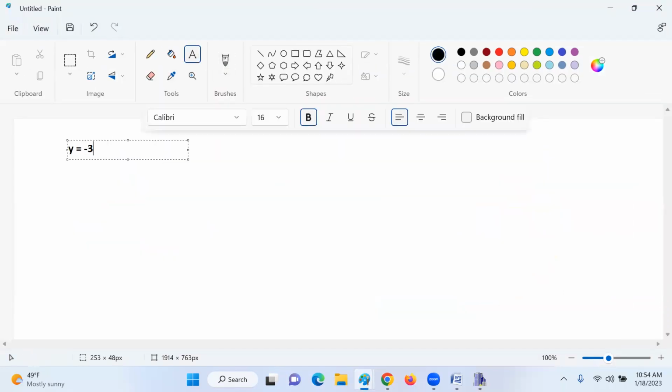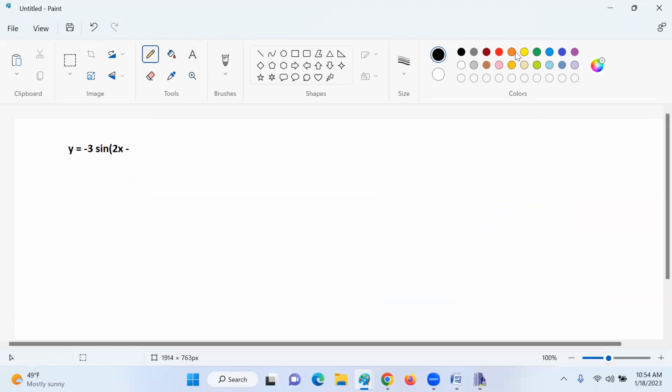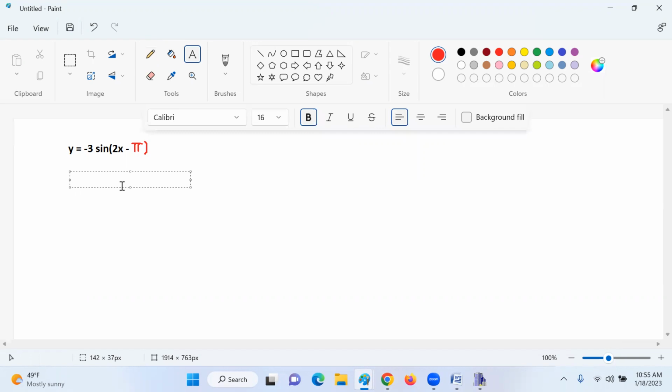y equals -3 sine of (2x minus pi). Okay, so now what is the amplitude for this? It's 3, correct? Yes, 3.